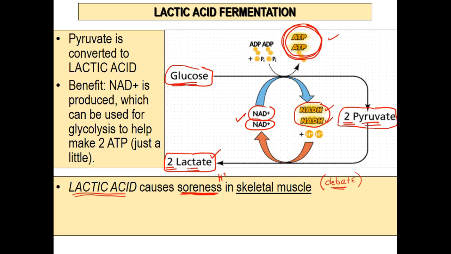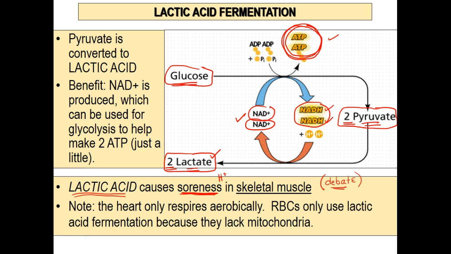But also realize that your skeletal muscle is going to be able to use lactic acid fermentation to respire anaerobically, but the heart only respires aerobically. Okay, so you have to have oxygen for heart muscle. And red blood cells, on the other hand, only use lactic acid fermentation because they lack mitochondria. Remember that one of the steps on the developmental pathway to make a mature erythrocyte is the ejection of nuclei and the other organelles. So red blood cells don't even have mitochondria.